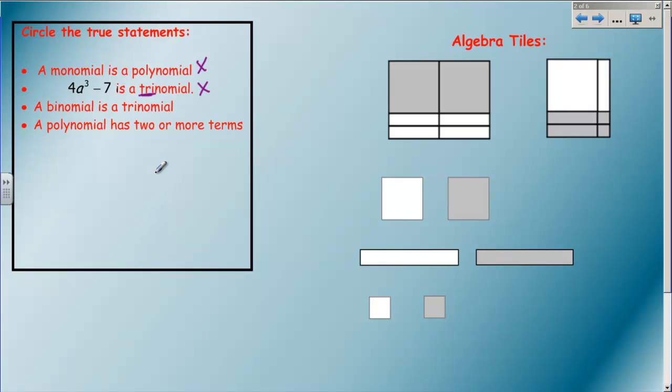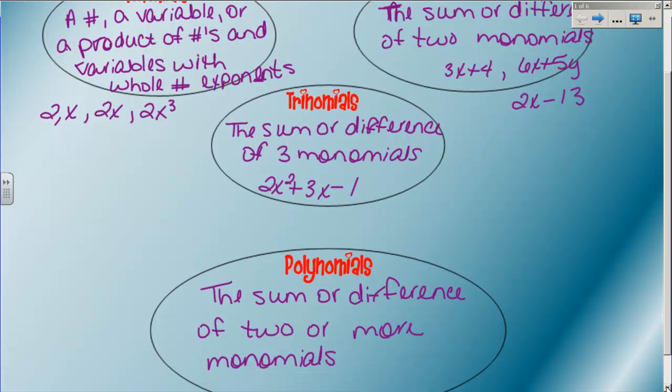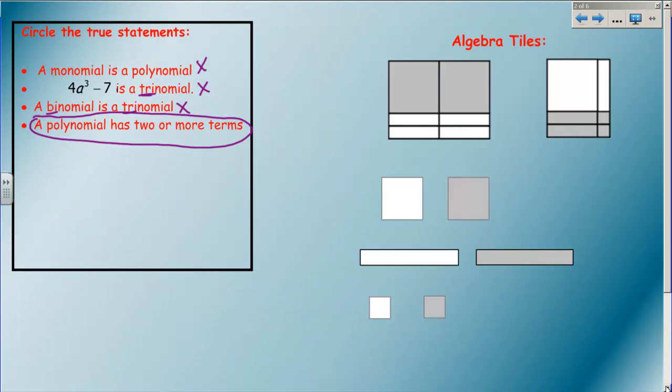The next statement, a binomial is a trinomial. Well, to be a binomial, you have to have 2 terms. To be a trinomial, you have to have 3. So it's kind of like saying a square is a triangle. No, because you don't have enough. So this is not true either, because a binomial has 2 terms, a trinomial has 3. And then the last one, a polynomial has 2 or more terms. This right here is the only one that is true, because that was the definition of polynomial. It has 2 or more monomials. So that's the only true statement in that group. The polynomial has 2 or more terms.